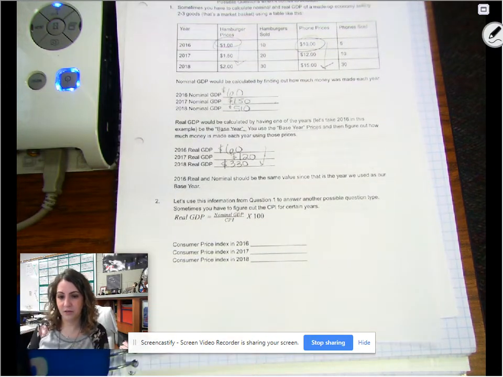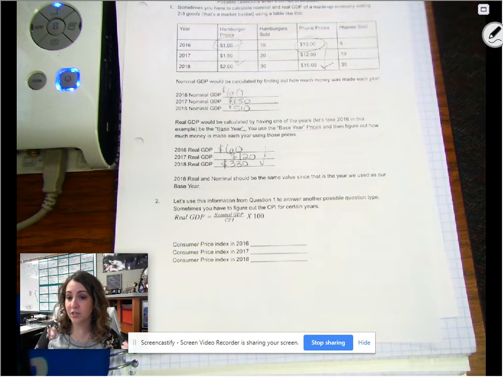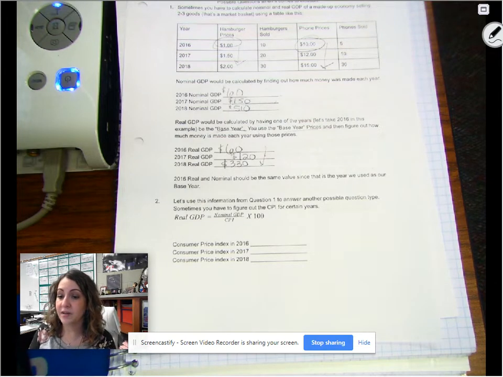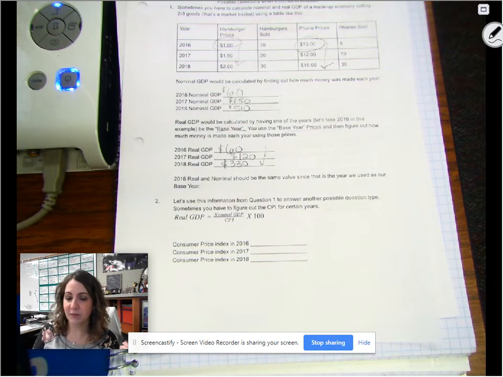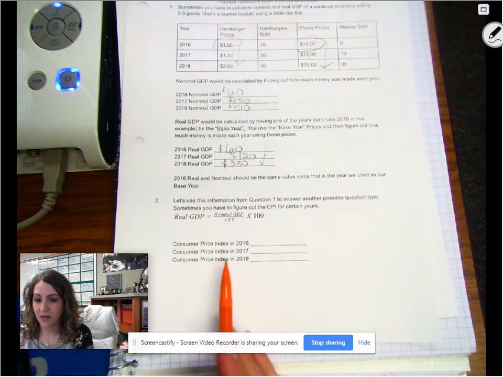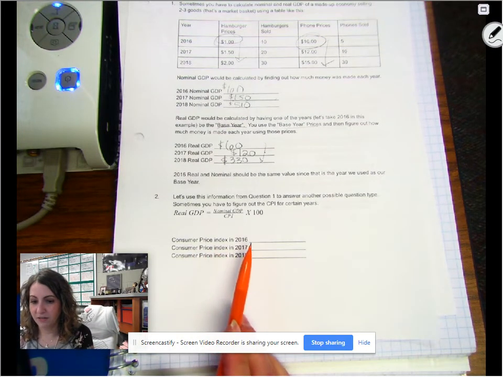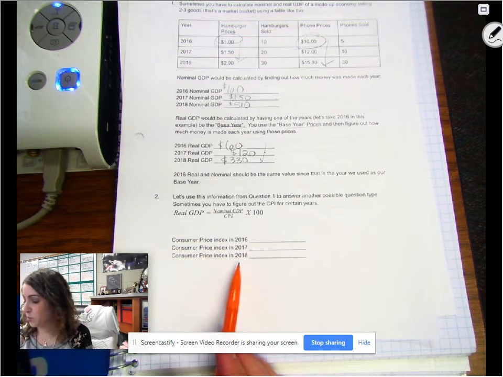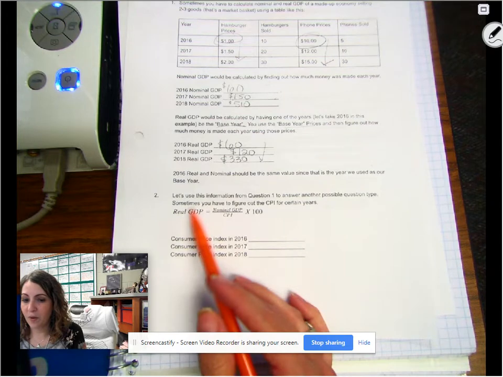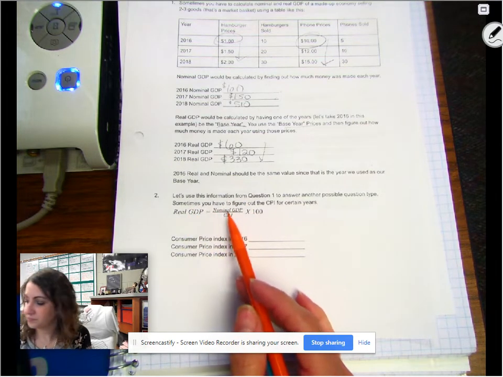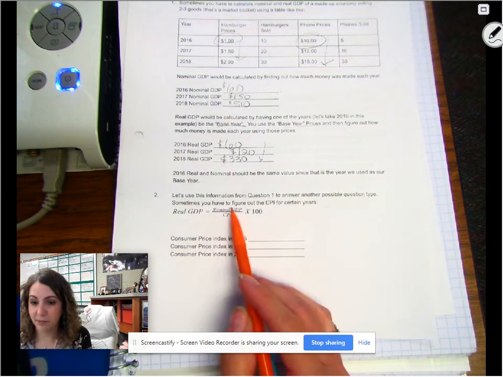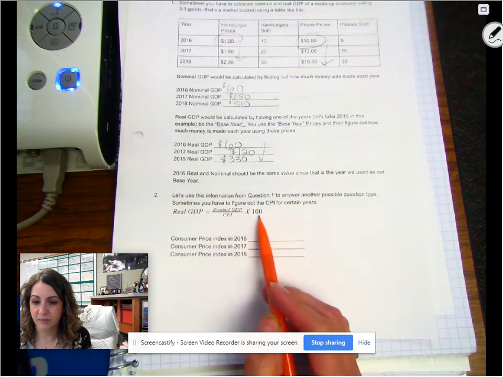On number 2, it says, let's use this information from question 1 to answer another possible question type. Sometimes you have to figure out CPI. Sometimes you're not given CPI, you're solving for CPI. And that's what it is here too. So we have CPI of 2016, CPI of 2017, and CPI of 2018. Well, here's the equation where CPI is in. Real equals nominal over CPI times 100.